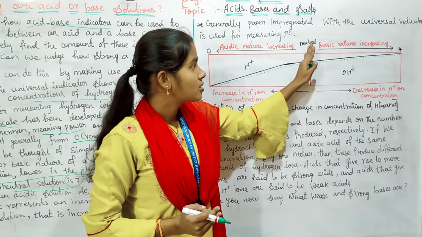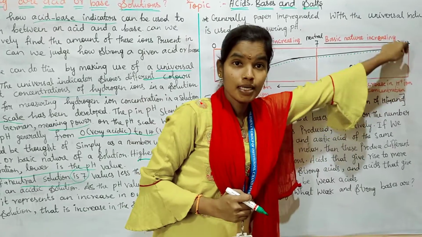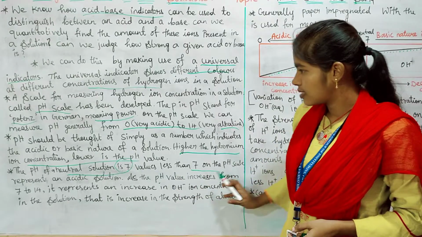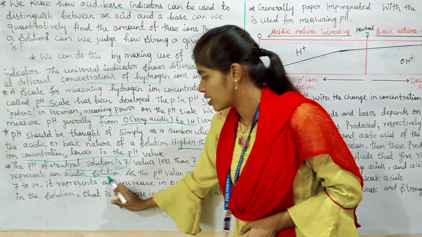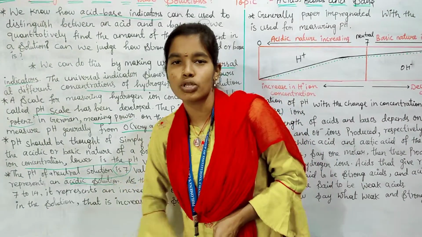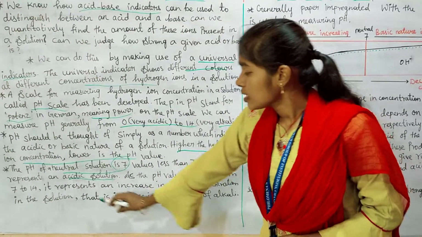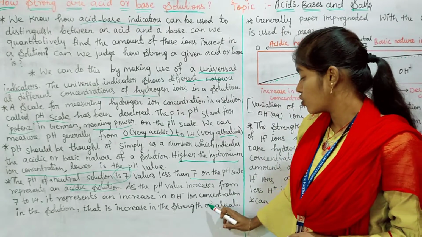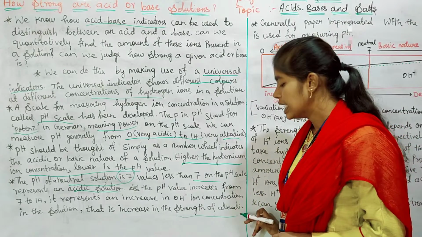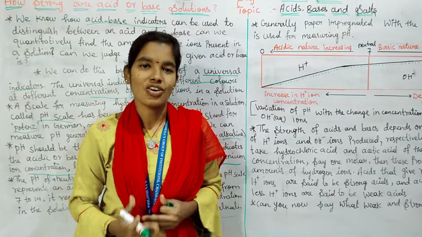Less than 7 indicates acidic, and more than 7 is basic in nature. Can you observe here? Values less than 7 on the pH scale represent an acidic solution. As the pH value increases from 7 to 14, it represents an increase in OH minus ion concentration in the solution, that is, an increase in the strength of alkali.